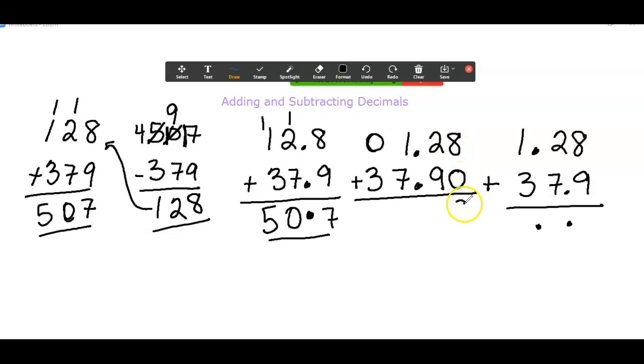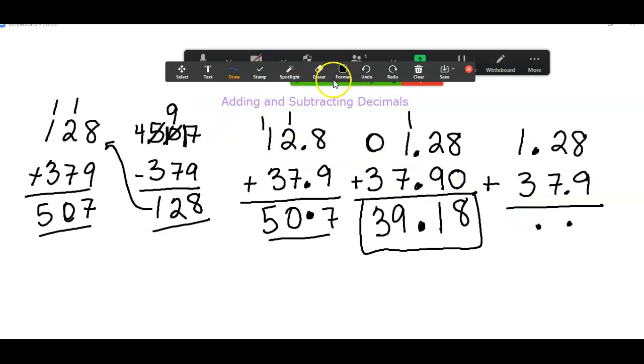So then if I add those together, 9 and 2 is 11. Make sure I put my decimal. 7, 8, 9, and then 3. You see how this is a very different answer than what we got over here? Because I changed the value of the digits by putting that decimal in there.